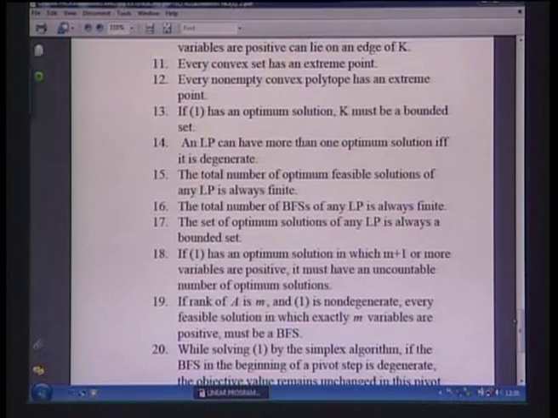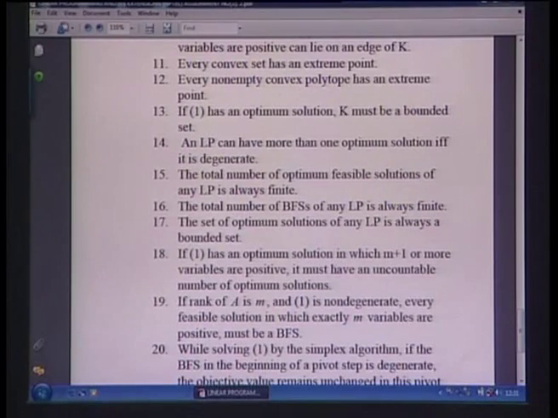Okay. Then 17 and 18 and 19 I want to discuss. So let's put all of them together. So now look at 17. The set of optimum solutions of any LP is always a bounded set. See, if you have optimum solutions, then the value of the objective function is finite, right? So obviously you will not have an optimum solution on a direction, because if you are on a direction, you remain feasible and the value of the objective function keeps increasing.